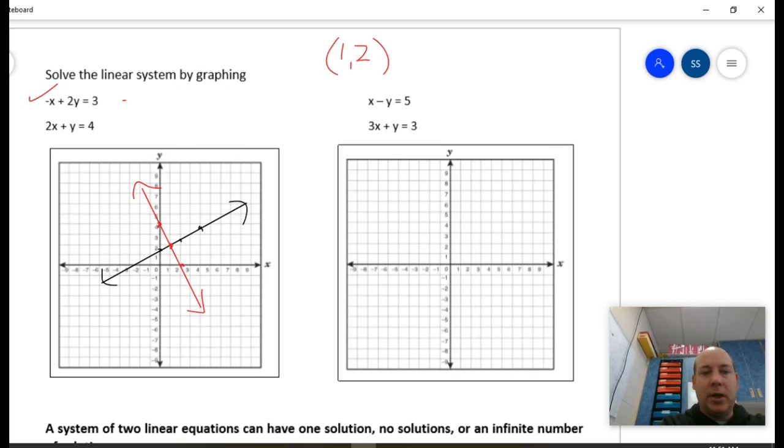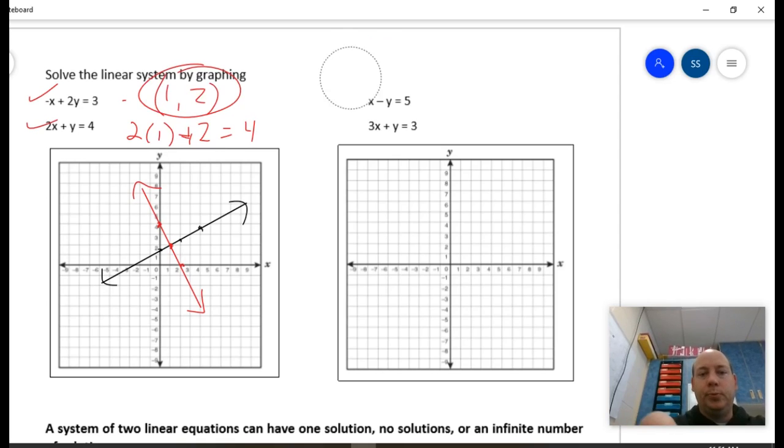And then let's try the second one. So 2 times 1 plus 2 should be equal to 4. Well, 2 times 1 is 2, plus 2 is 4, so that also checks out, right? So this is going to be my solution. That's my solution right there.